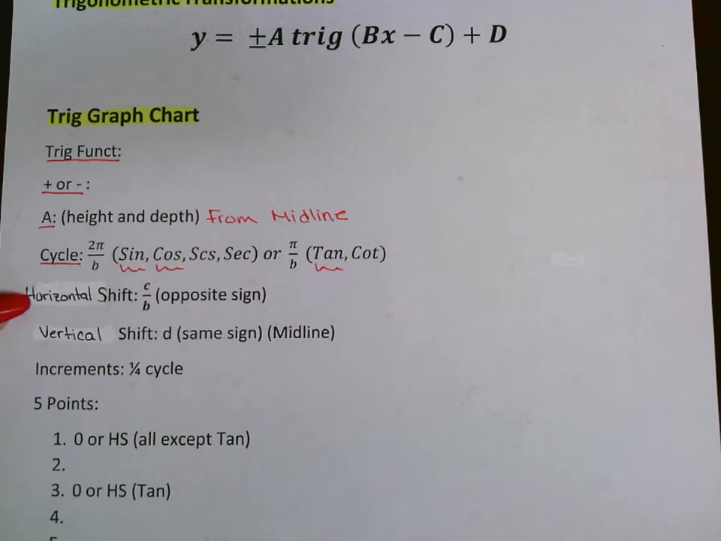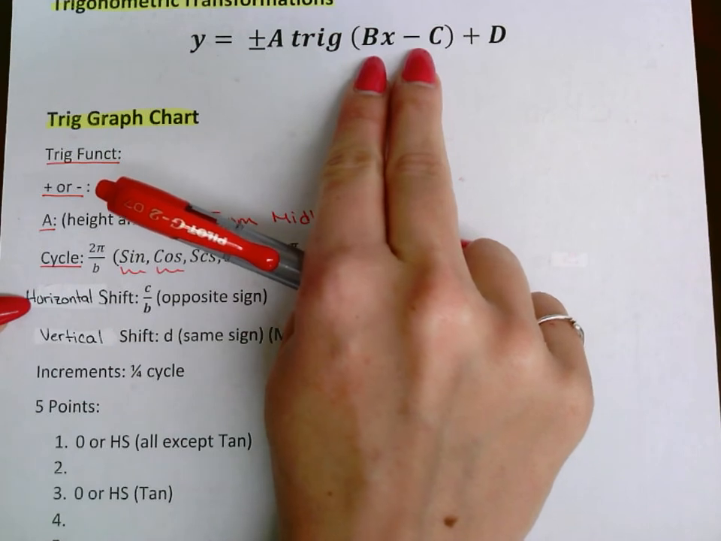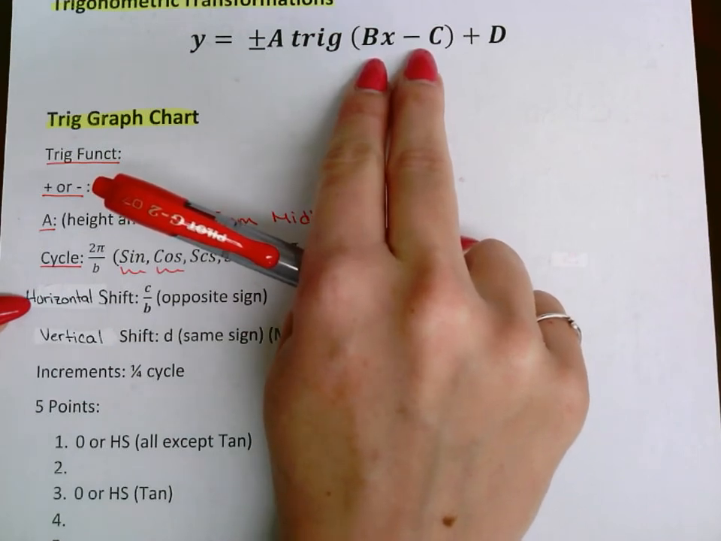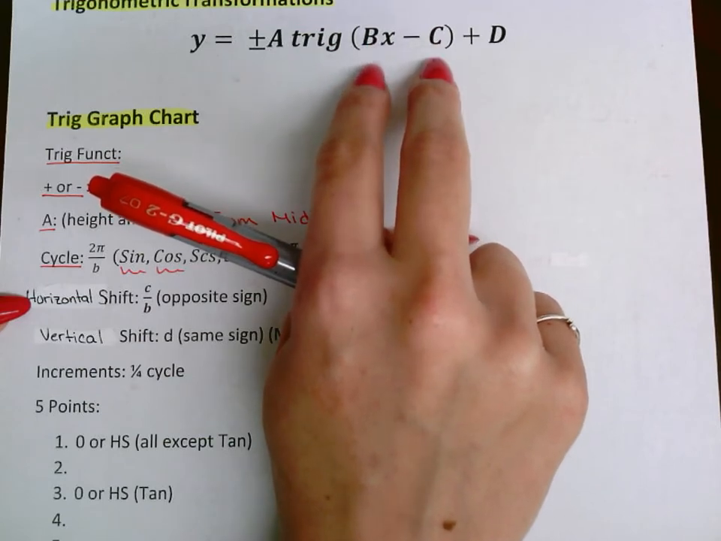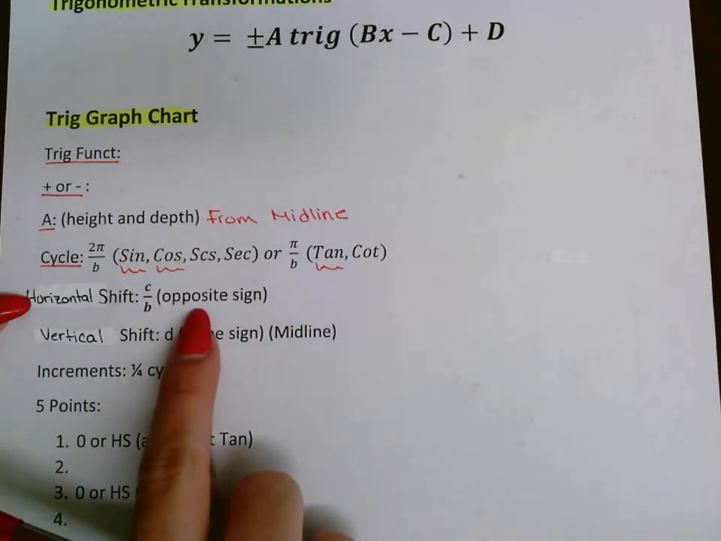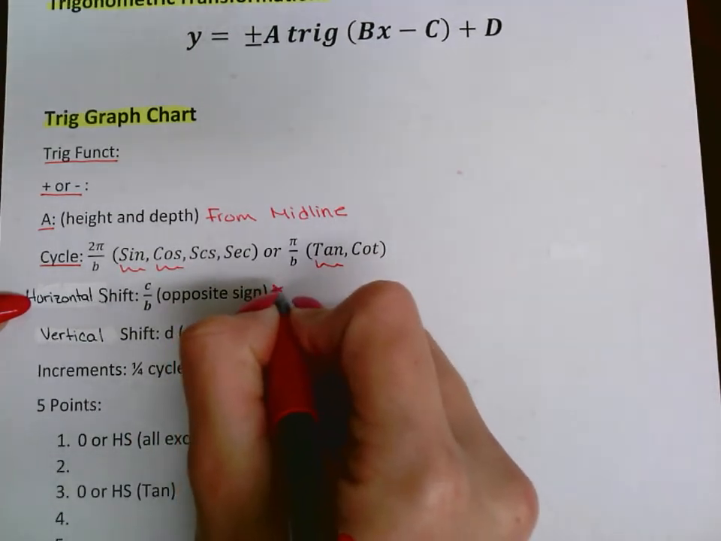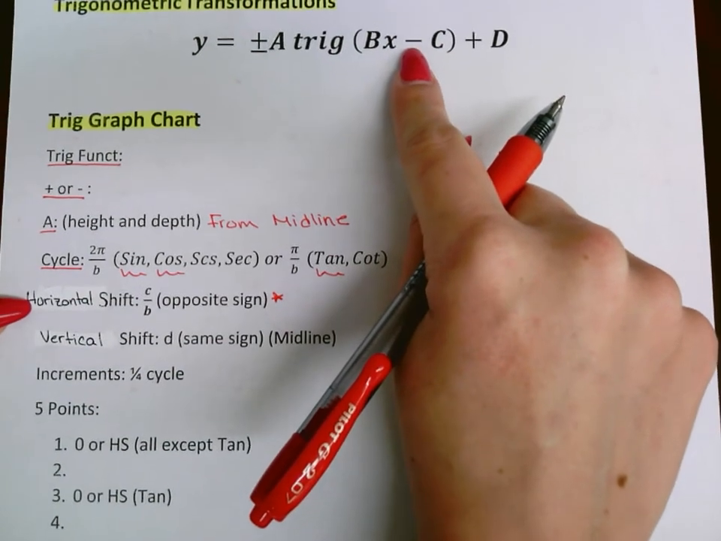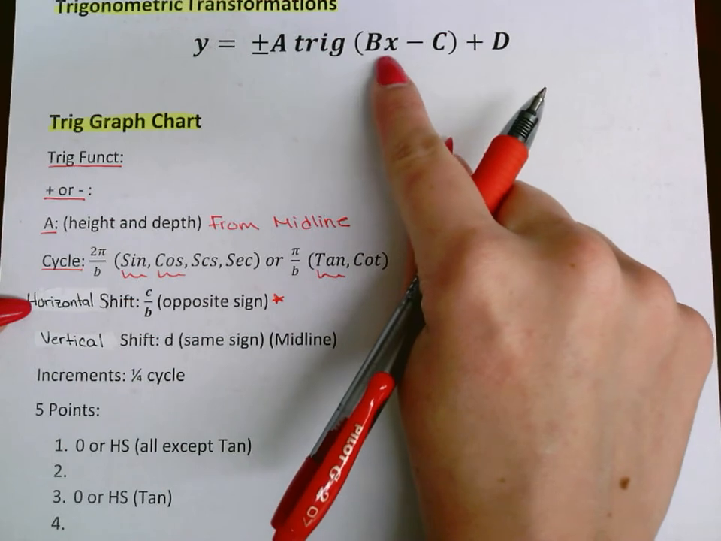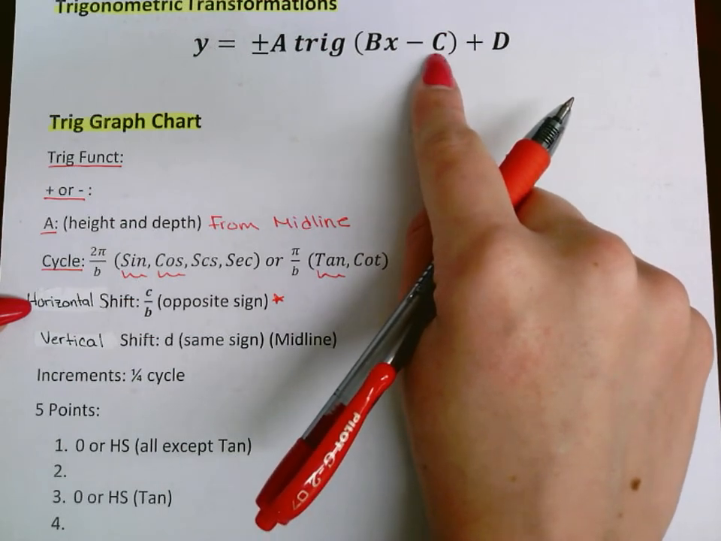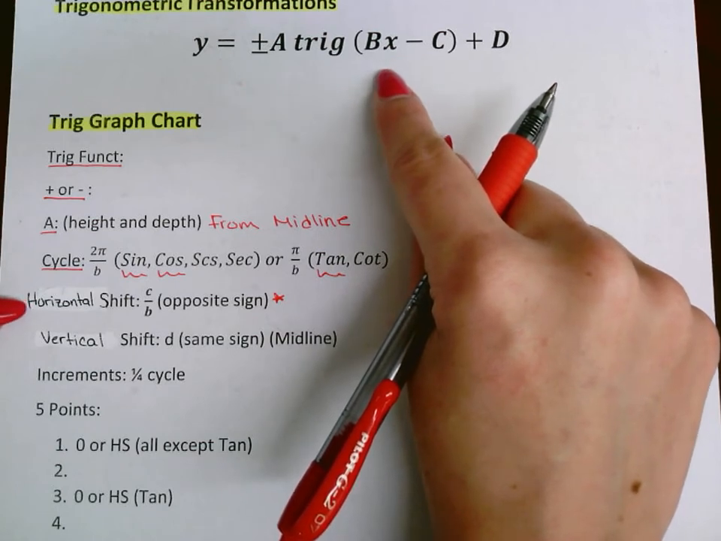Horizontal shift, moving side to side, has to do with inside the parentheses, just like in our algebraic functions. So to find out how much I'm moving side to side, I need to do C divided by B and then move opposite the sign. Make a star here. This is usually where people get stumped because they forget to flip-flop that sign. So if it said 5x minus pi, I'd be writing positive pi over 5 as my horizontal shift.